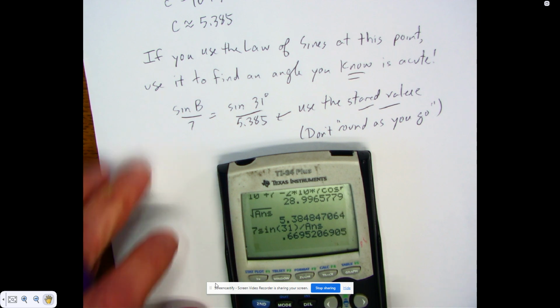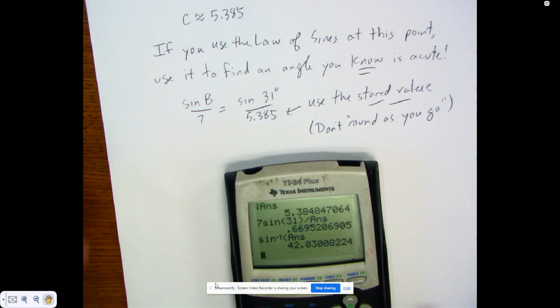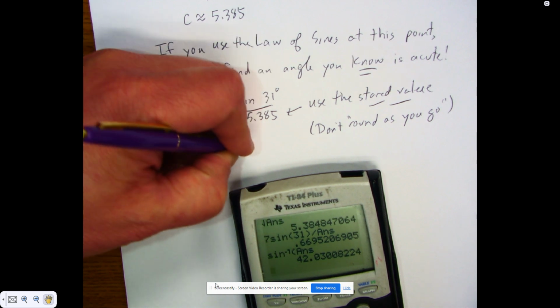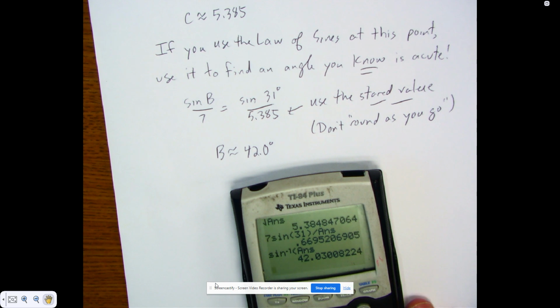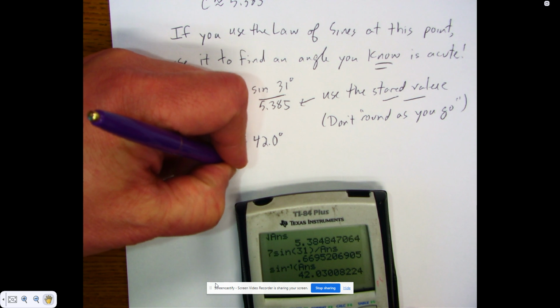Now, if I'm going to find b, then I need to use sine inverse. So sine inverse of that number is going to be 42.03 degrees. A lot of times we round our angles to the nearest tenth, so it's 42.0. And so then all that's left to do here is to find angle A.